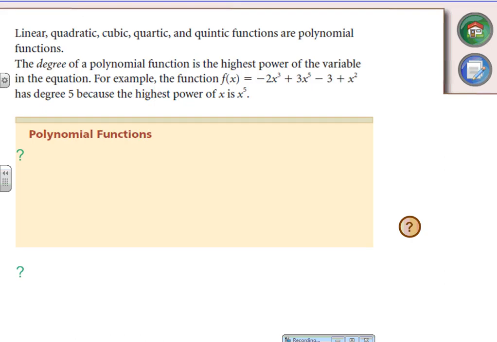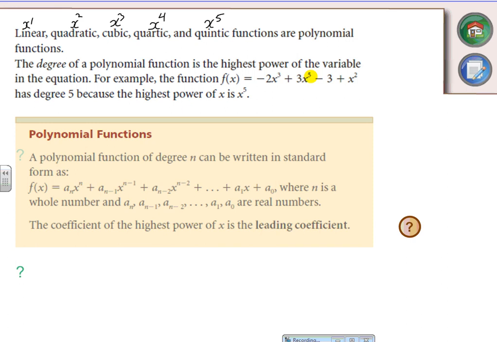Linear, quadratic, cubic, quartic, quintic. What does that mean? Degrees. That's a degree of 1, x to the 1; quadratic, x to the 2; cubic, x to the 3; quartic, x to the 4; quintic, x to the 5. You need to know those names that go along with them. The degree of the polynomial function is the highest power of the variable. So when you look, the highest exponent, the highest power there is a 5. Therefore, it is x to the 5. It is a quintic polynomial. Everything after quintic, we just say 6th degree polynomial, 7th degree polynomial.